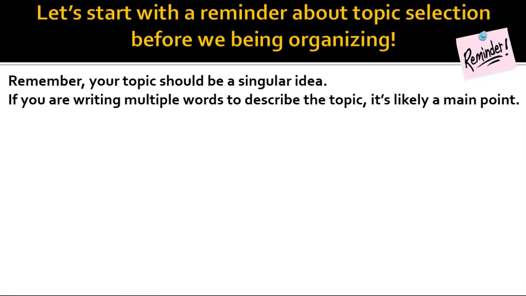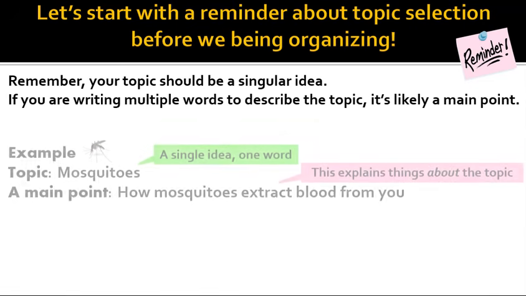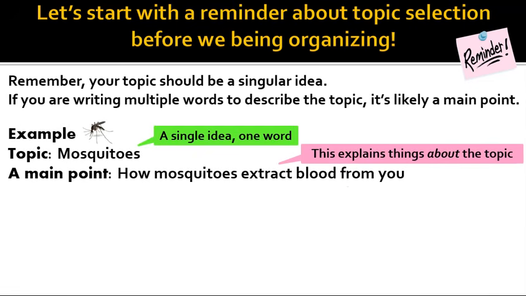Let's start with a reminder about topic selection before we begin organizing. Remember, your topic should be a singular idea. If you're writing multiple words to describe the topic, it's likely a main point. Example: topic, mosquitoes. It's a singular idea, one word. A main point would be how mosquitoes extract blood from you. This wouldn't be a topic, this would be a main point.